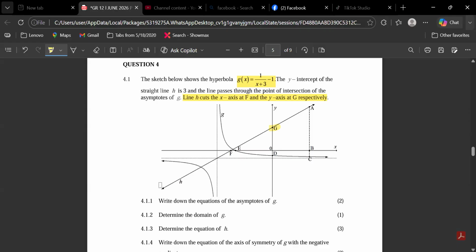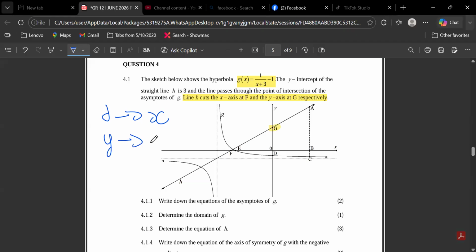Now, usually I would say to learners, let's just remember we have D, which is the domain, and then we have R, the range. And then between D and R, let's compare them with X and Y. Now, which one comes first? Is it D or R? D comes first. And between X and Y, which one comes first? X comes first. So the D is going to go with the X, and then the Y is going to go with the R. So that makes it easy for us just to remember.